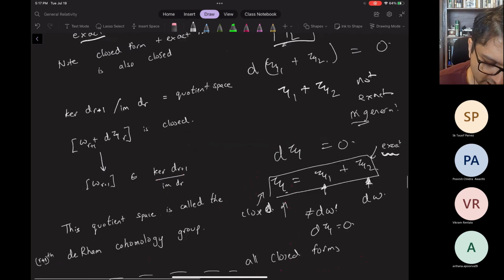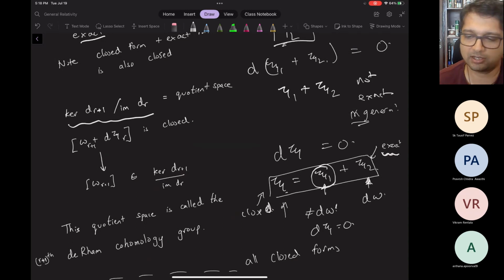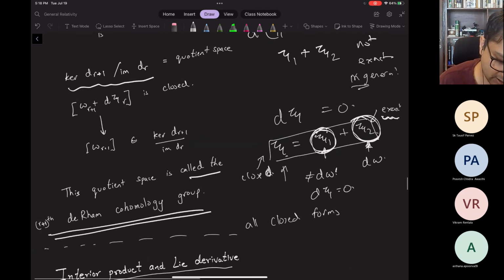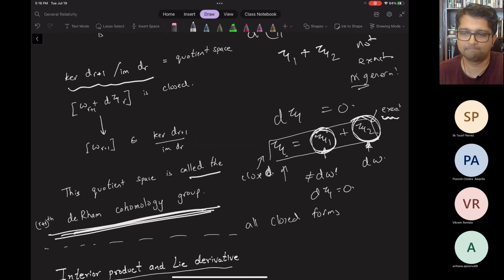So we define something called a quotient space, which is the kernel of d_{r+1} modding out the image of d_r. That is, we're only considering the part of the forms which is closed but not exact. And this quotient space, once I mod out the parts which are exact, is called the (r+1)th de Rham cohomology group. Is this idea clear?